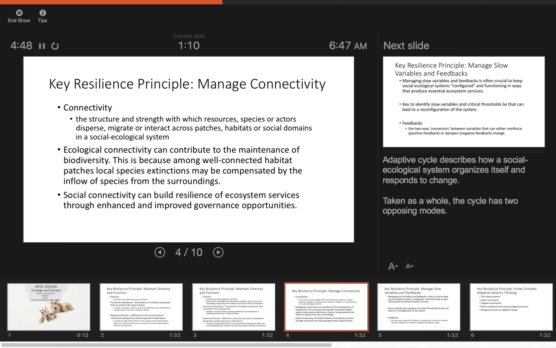And then increasingly we think about social connectivity, thinking about networks, the power of social capital, and the relationships between organizations, to really provide resilience to disturbance. So how do relationships, how do social networks provide a buffer, build resilience to shocks or disturbance?